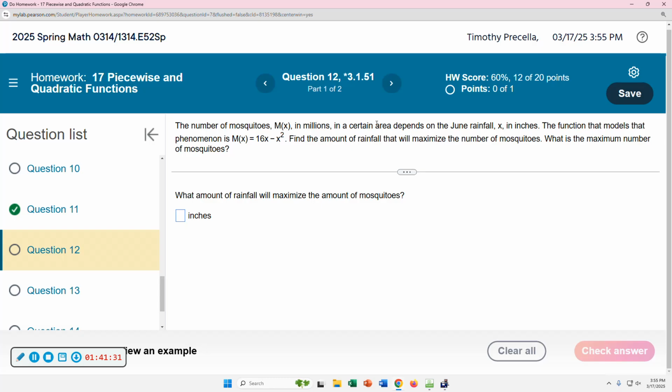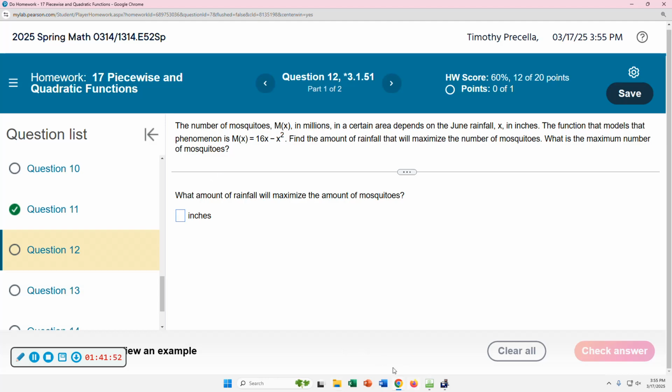Oops, I miscopied it. M of x is equal to 16x minus x squared. Find the amount of rain that will maximize the number of mosquitoes, and what is that maximum number?